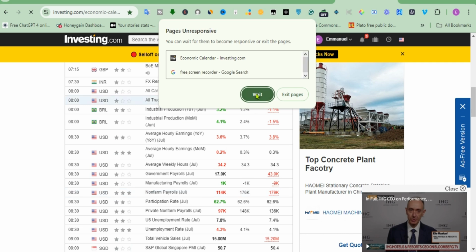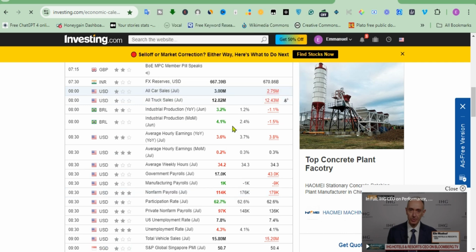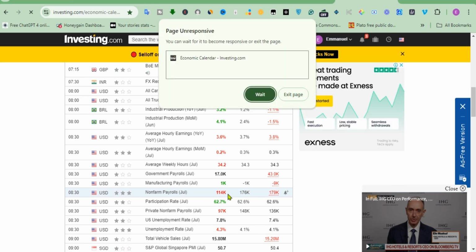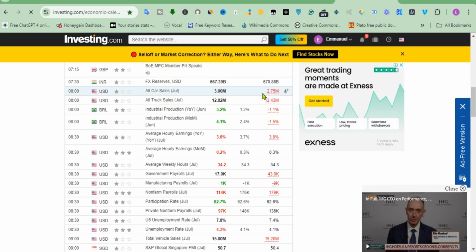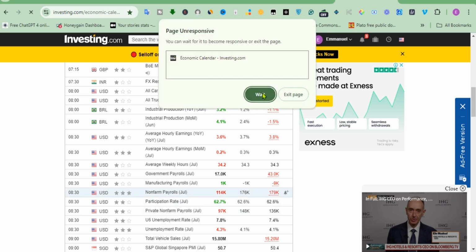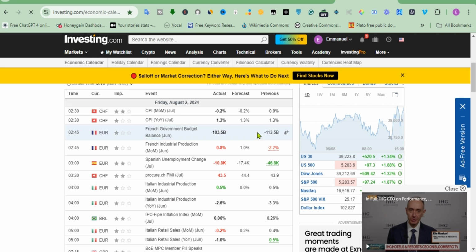Non-farm payroll. That's the meaning of NFP. See? It's for July, so they announce it every month. Look at the announcement. The announcement came. This is the actual. The actual is higher than, or the actual is less than the forecast. Look at how it works. This middle one is the forecast.